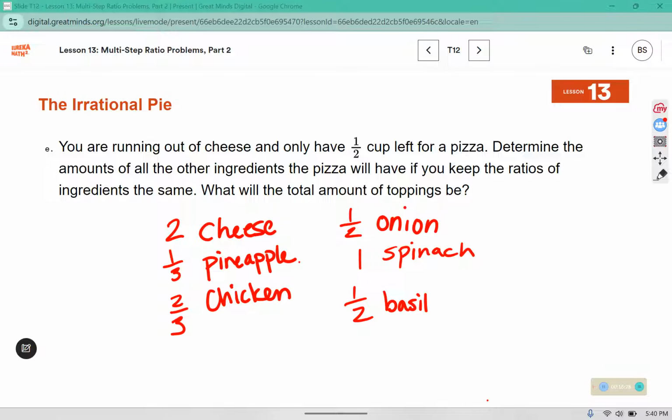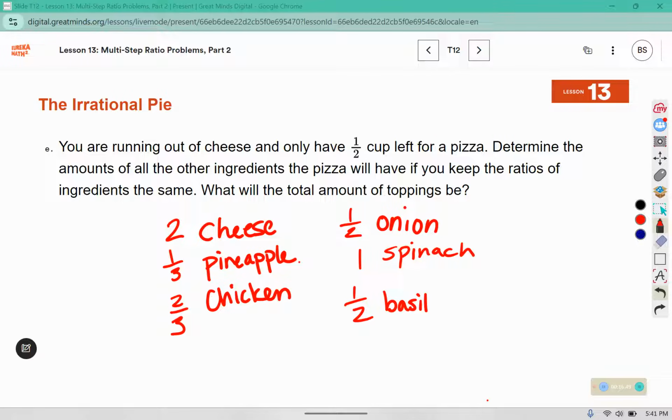My ingredients accidentally got erased, but I think this is what I had originally. If you are running out of cheese and you only have a 1/2 cup left for a pizza, determine the amounts of all other ingredients the pizza will have if you keep the ratios of ingredients the same. What will the total amount of toppings be?